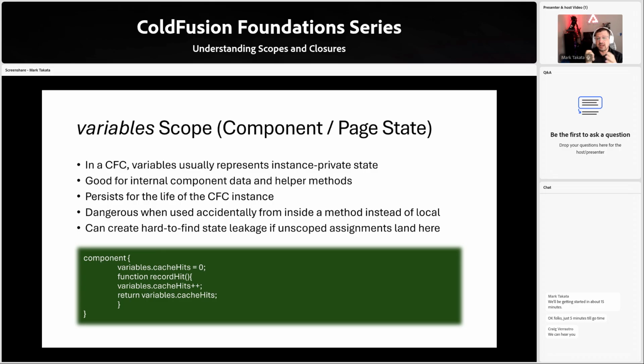In components or CFCs, the variables scope is basically instance private state for CFCs. It's good for internal component stuff or helper methods, and it lives for the life of the CFC instance. So in some ways, you can think of it like local lives for the life of the function. As long as the CFC is still running and live, it's going to continue to be there. You have to be really careful though when it's used inside of a method instead of local, because it can create memory leaks and have unintended consequences on what your output ends up looking like. So be a little careful here.